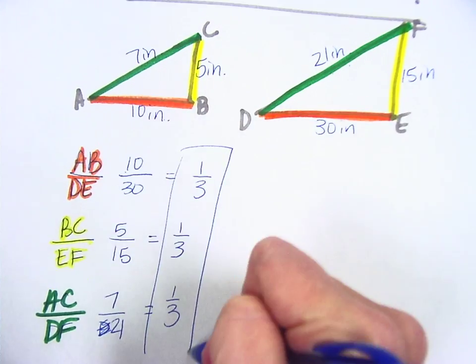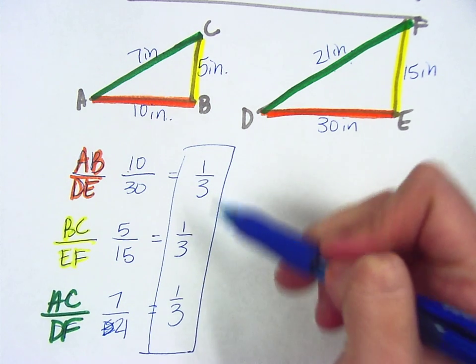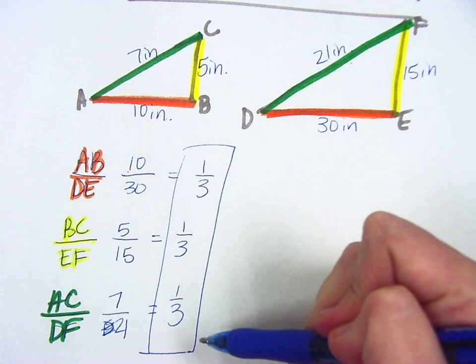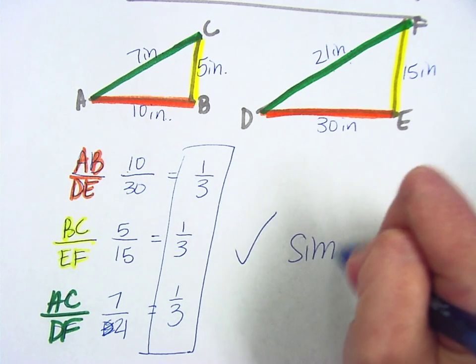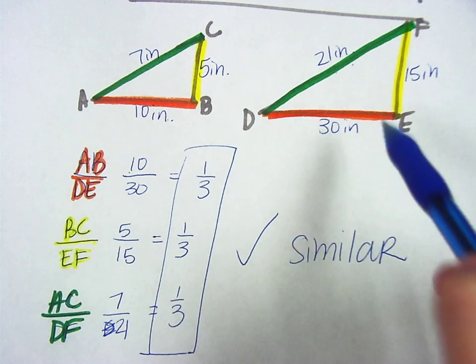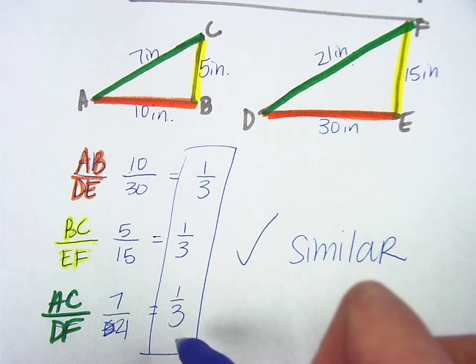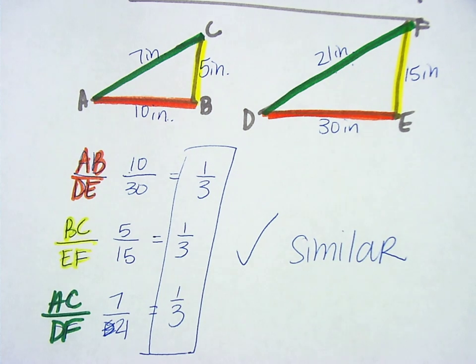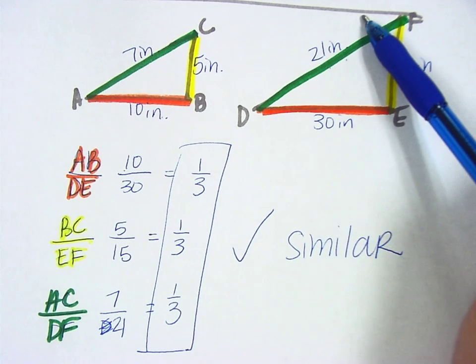So what you see here is that we're getting the same exact ratio for each side. That is good. That means that our two shapes are similar since we're getting the same answer. If we got one wrong answer, it would mean that our shapes are not similar. So you can just stop, and you've got to explain yourself. These are similar because all of my corresponding sides are proportional.